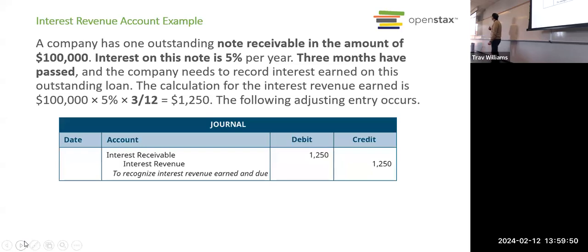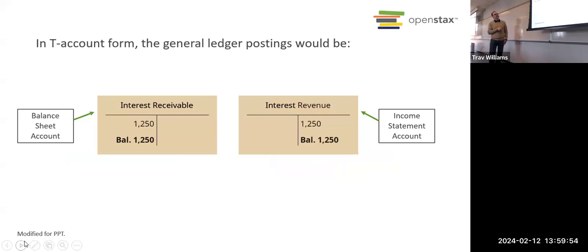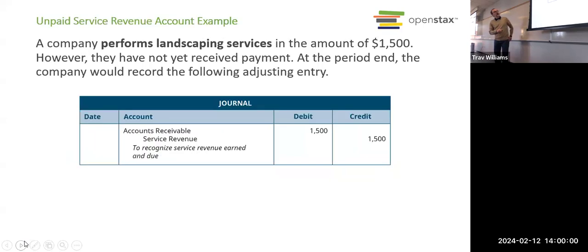All right. Questions? All right. Again, copied over to the ledger, balance sheet account, income statement account. Company performed landscaping services, $1,500, but they've not yet received payment. Okay, so here they have an account receivable, right? That's what the customer owes them. And they've already done the work, so it's counted as revenue.